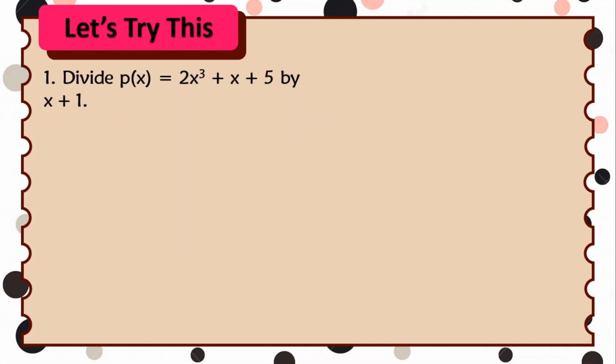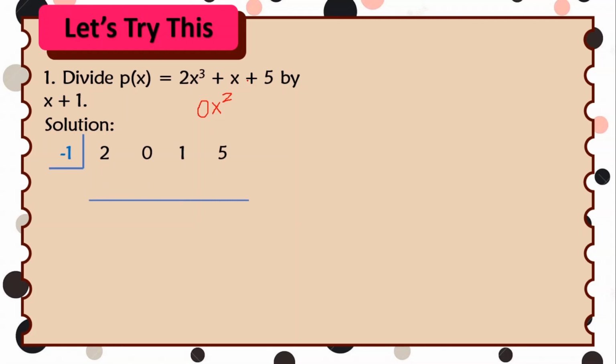1 using synthetic division. So for our solution, let's get the value of c, or our synthetic divisor. From our divisor x plus 1, our synthetic divisor is negative 1. And to the right side of our synthetic divisor, let's write the coefficients of the dividend. As you can see, from our dividend, there is a missing term, which is the x squared. So write 0 as the coefficient for the x squared. Therefore, our coefficients are 2, 0, 1, and 5.